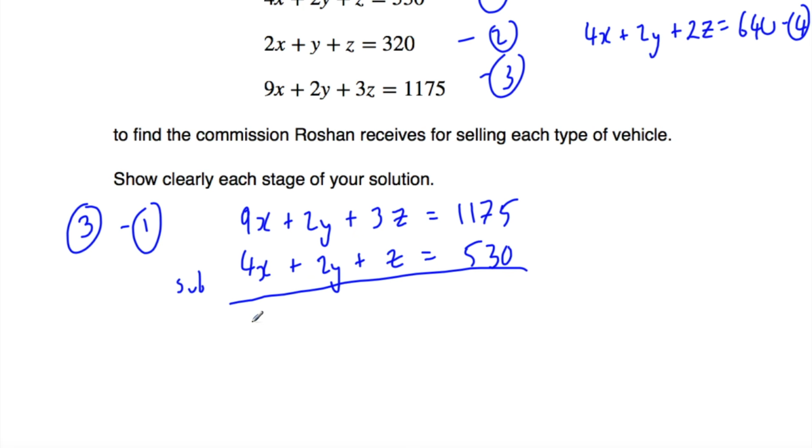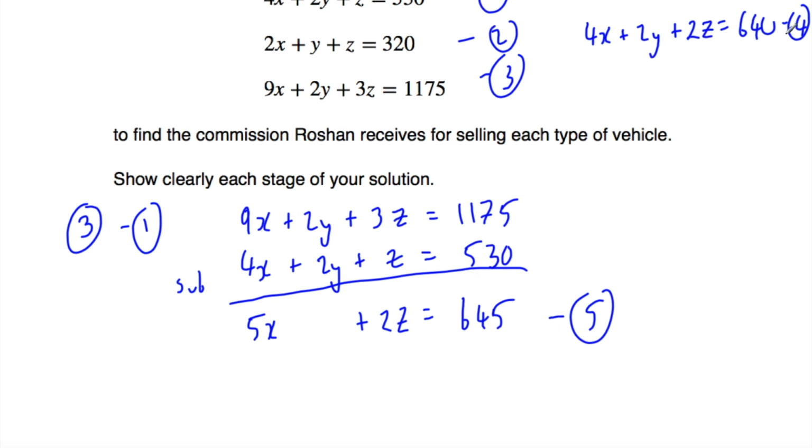9x take away 4x, that's 5x. 2y take away 2y, that's 0. And then we've got 3z take away z, that's going to be 2z, so plus 2z. And then that's equal to, if we do 1,175 subtract 530, that's equal to £645. So that's great. So we've got this equation without any y's, and I'm going to call that equation number 5. Okay, so we've eliminated y using equations 3 and 1.